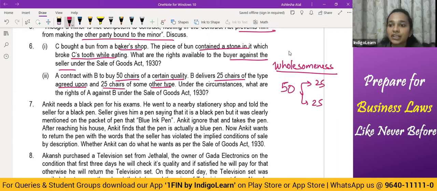Now, in this situation, what can A do? So when a seller sends goods of mixed variety, in that situation, the buyer can either accept the goods which are as per description and reject the remaining goods, or A also has a right here to reject the entire 50 chairs. So let's have a look at the answer to this question.